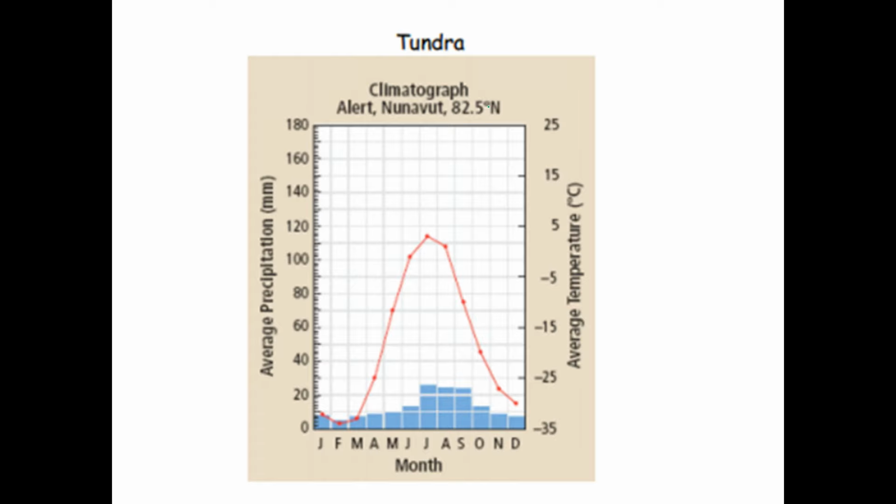Even though it might look like a big difference, you notice the temperature is very cold. The maximum temperature is only 5 degrees. And the minimum temperature, the coldest, can go to minus 35. It's pretty low temperature. The average temperature looks around minus 15 or so. That's typical of our tundra region.